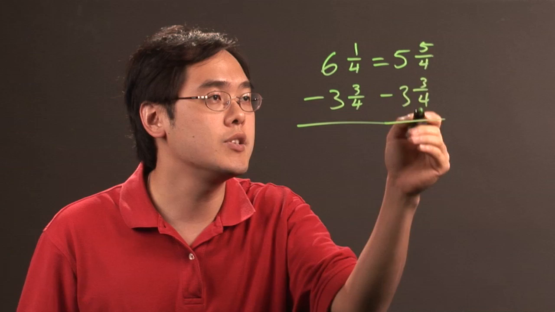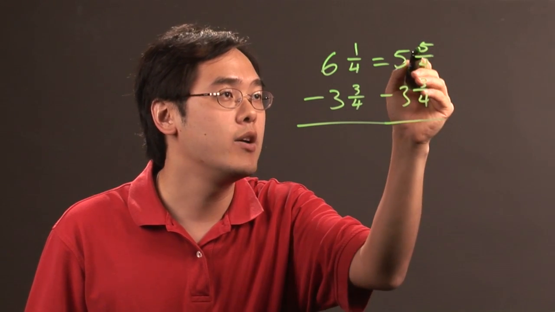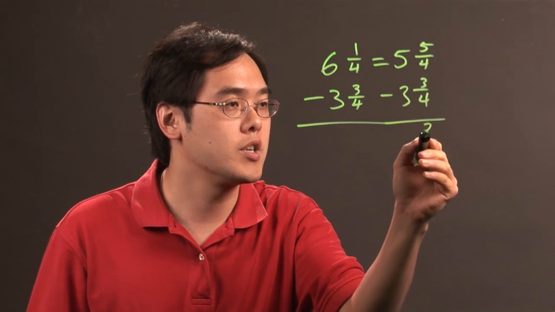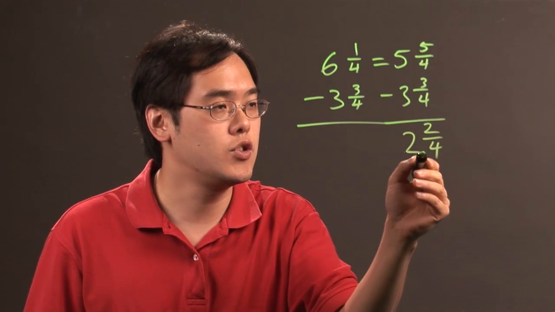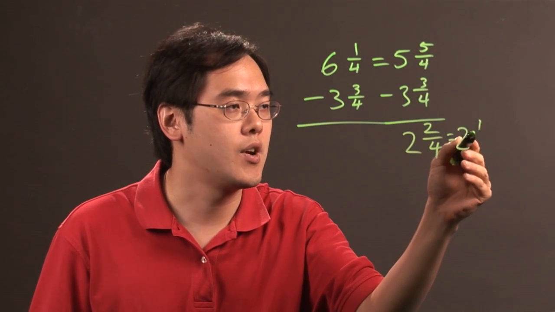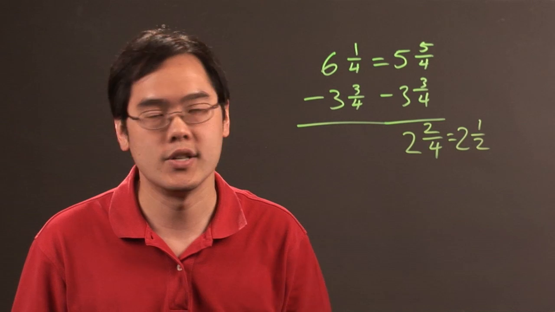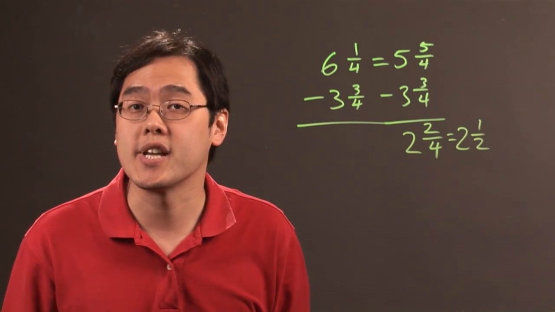So what happens here is you just subtract it directly now. 5/4 minus 3/4 is going to give you 2/4, and 5 minus 3 is going to give you 2, and then reduce if necessary. In this case, 2 2/4 is 2 1/2. Let's do another example real quickly.